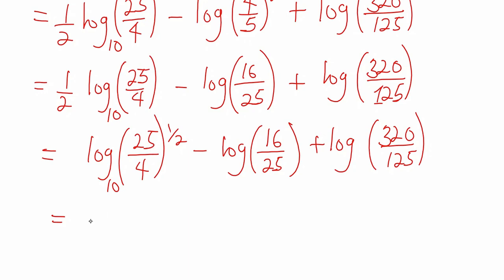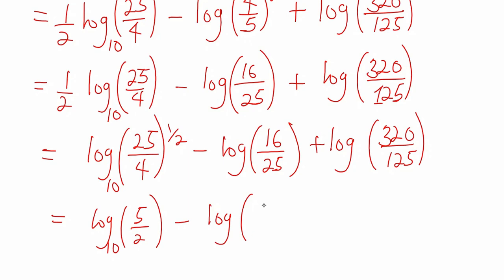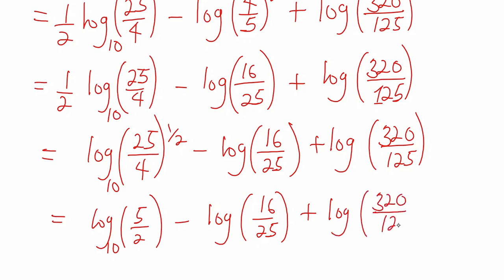That gives us 5. So we have logarithm of 5, that is the square root of 25, and 4 exponent half is the same thing as the square root of 4. That gives us 2. Now we have our base here, and minus logarithm of 16 out of 25 plus the logarithm of 320 out of 125.